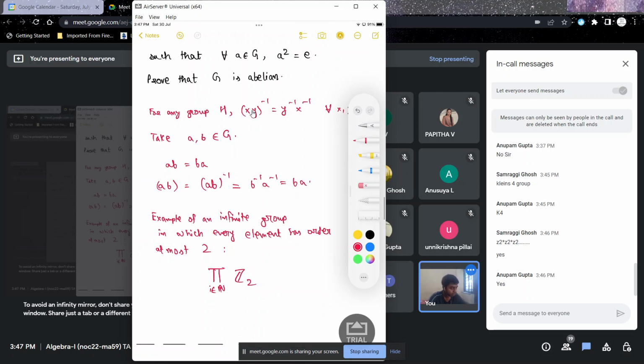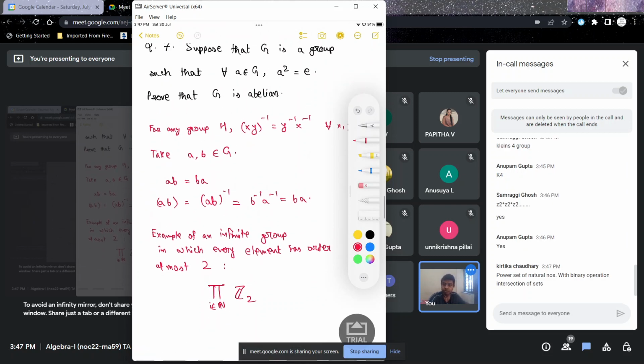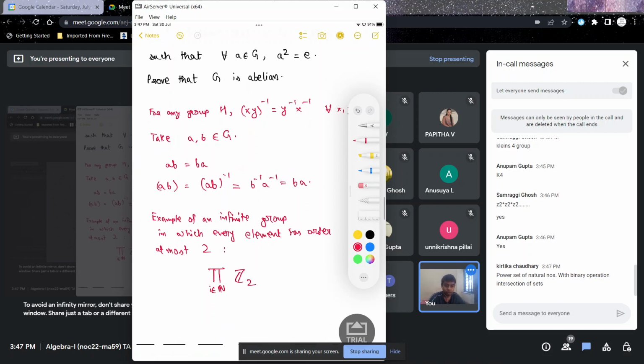So this one's again very easy. Power set of natural numbers with binary operation intersection of sets. Okay, maybe that might give you something. Yes, the identity element is the entire set, and I understand your point. And why does every element have an inverse, by the way? There you have a problem. It's not a group with binary operation intersection of sets.